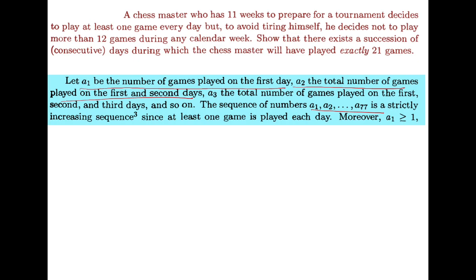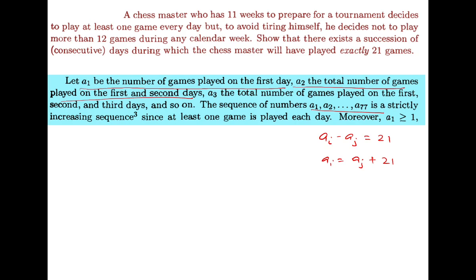So I need to prove that if ai and aj are there, then ai minus aj, assuming i is greater than j, should be 21, or ai is equal to aj plus 21, because ai is the number of games played on the first, second, third till the ith day, and j is till the jth day. It means if I prove ai minus aj is equal to 21, then on the j plus 1th day, j plus 2th day till the ith day, consecutive days, they will play exactly 21 games.